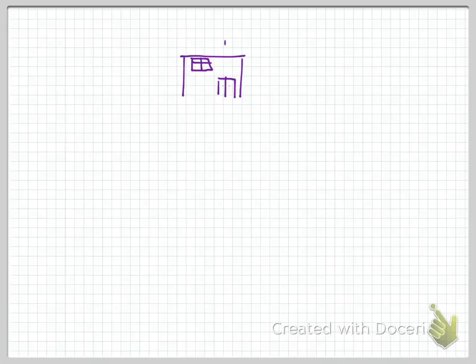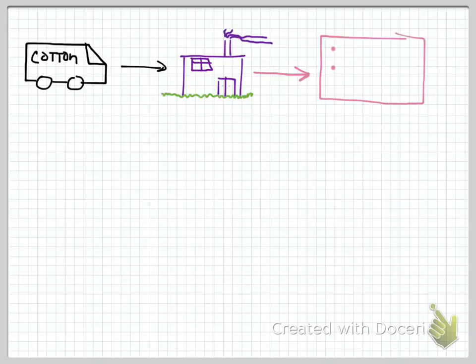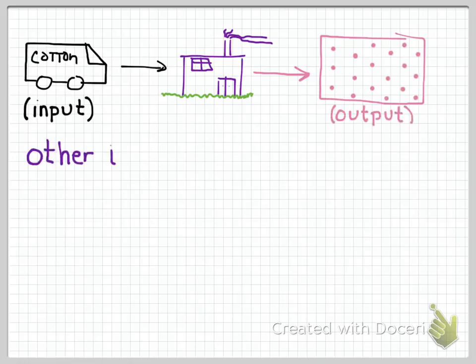So again, let's start with that same factory that we've been working with: our input of cotton and our output of a pink sheet of fabric with polka dots on it. There are other inputs that we could take into this factory to produce fabric as well. We could bring in silk or we could bring in wool, and I'm sure you could think of other items as well. Well, let's just use these three things for this example.